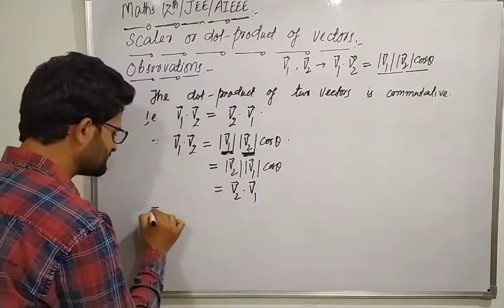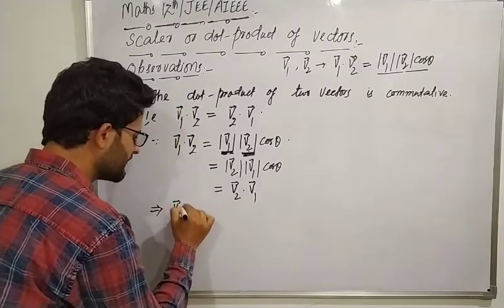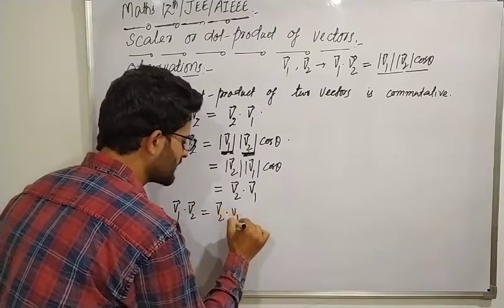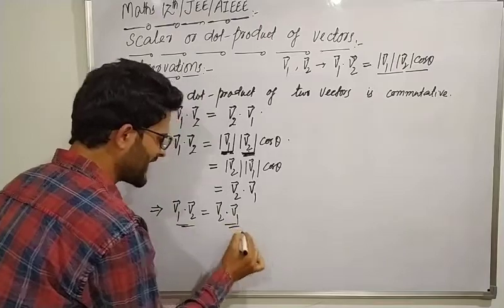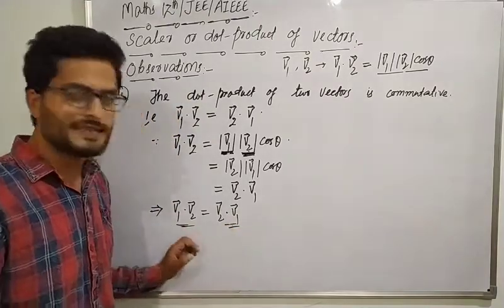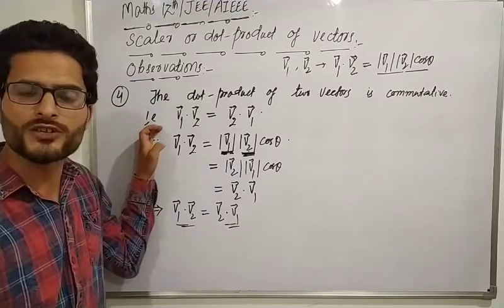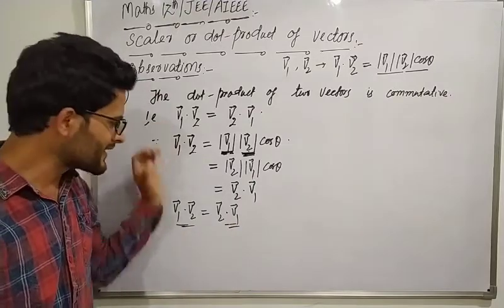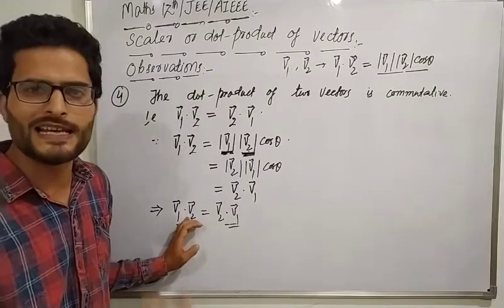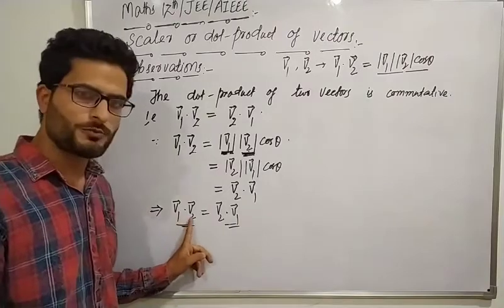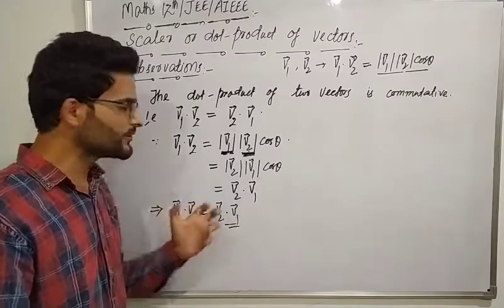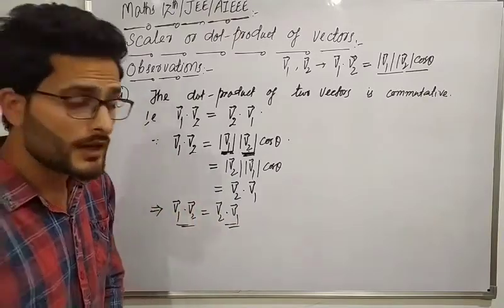So we took v1 dot v2, which is equal to v2 dot v1. If that is satisfied, if v1 dot v2 is equal to v2 dot v1, then we can say that the dot product of two vectors is commutative. So under the operation of dot product, the two vectors are commuting their places, they are interchanging their places, that is v1 dot v2 must be equal to v2 dot v1.